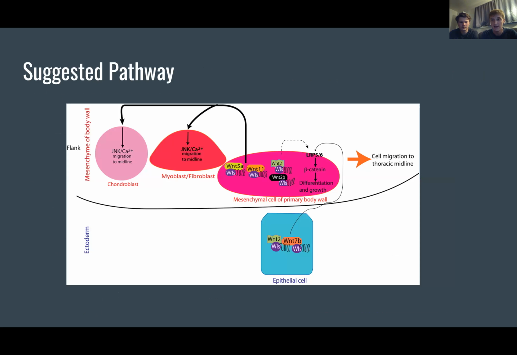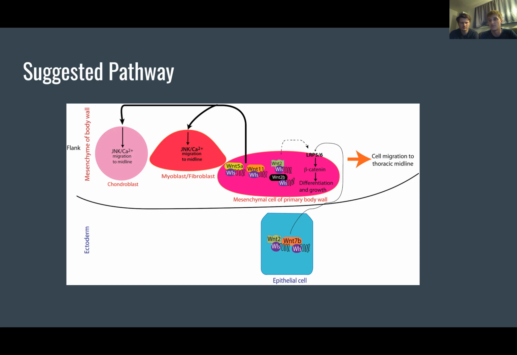To conclude, they suggested a pathway that Wnt uses to form this fusion. So here we can see the epithelial cells expressing Wnt and causing the mesenchymal cells, through these Wnt pathways, to make the chondroblasts fuse and migrate properly. So this is kind of their suggested way.